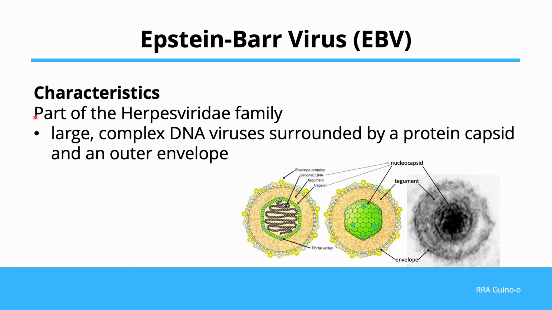EBV is a member of the herpes viridae family of viruses. This viral family is composed of large, complex DNA viruses surrounded by a protein capsid and an outer envelope. In this figure, you can see the different structures specifically of your EBV. The genetic material of this virus is a double-stranded DNA, and this is surrounded by a protein capsid. Collectively, this structure is known as your nucleocapsid. Now, the nucleocapsid is encompassed by your tegument, which is in turn encompassed by an envelope. Our EBV is an envelope virus, and on this envelope, you can see various envelope proteins.